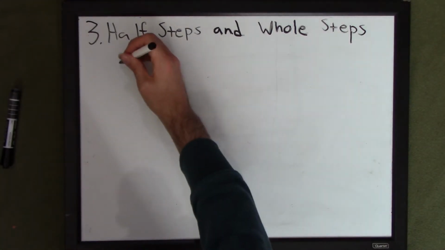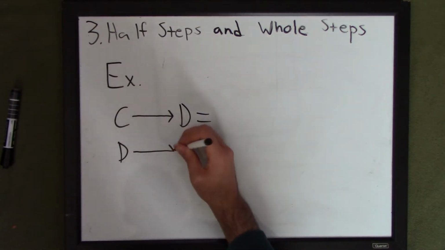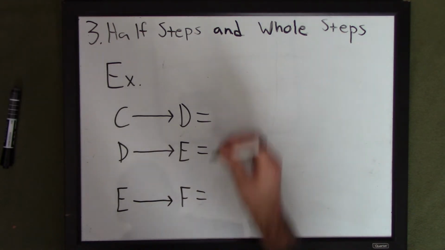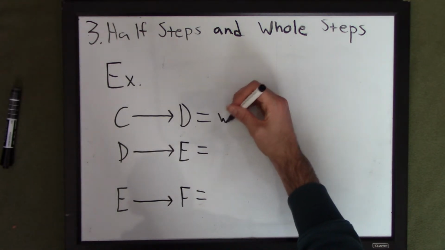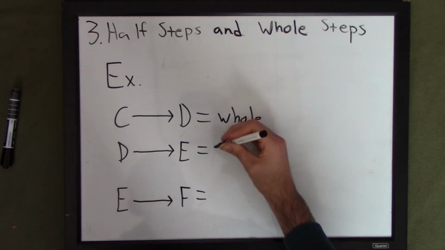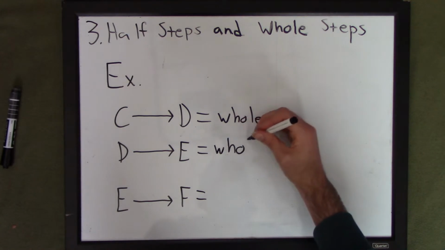So let's do some examples. If you're going to go from C to D, or from D to E, or from E to F, are you moving in half steps or whole steps? Well, C to D is a whole step because you go from C to C sharp and then from C sharp to D. That's 2 half steps. From D to E, you're going to go from D up to D sharp up to E. So that's another set of 2.